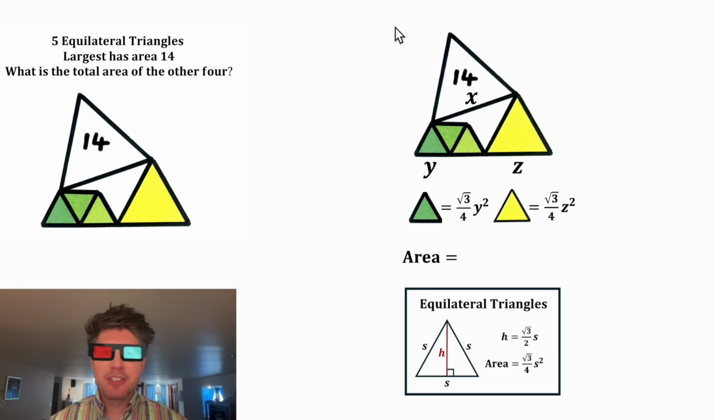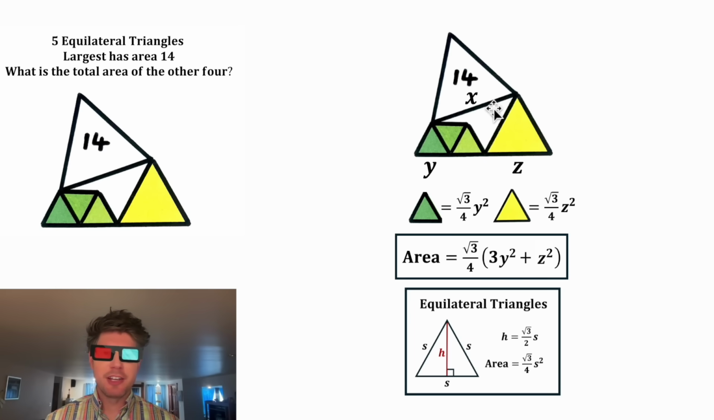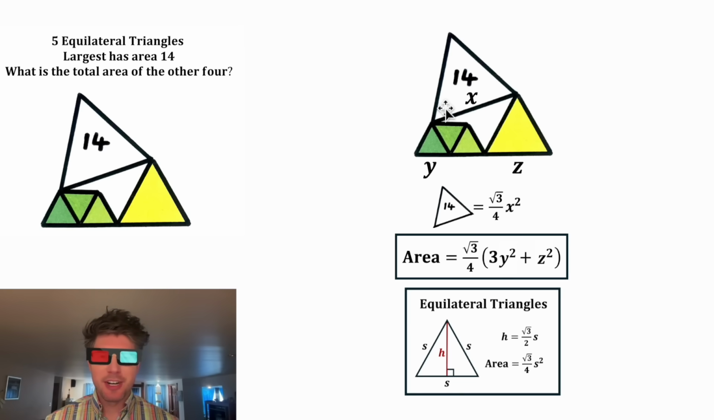And the question we're trying to solve for, the total area of these 4 triangles, will be 3 of these green triangles plus 1 yellow triangle. And each of these terms contains a √3 over 4, so let's factor out √3 over 4. And this looks important, let's put a box around it. This is what we're trying to solve. Once we know this, we'll know the answer to the question. And now we're done with these. And then let's do the formula for this triangle. The area of this triangle, which is 14, would equal √3 over 4 x squared. This also looks important. Let's put a box around it. And now I think we're done with these notes.